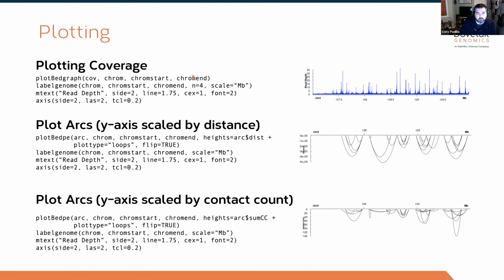But the real crux here is this top line, which prints out your coverage. And there you go. Boom, you have your ChIP peak, your coverage. So here are all of the anchors in the data.